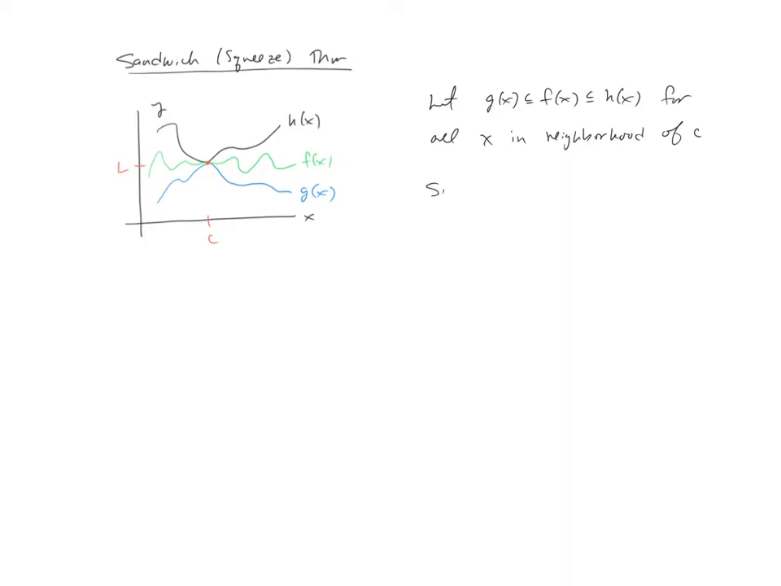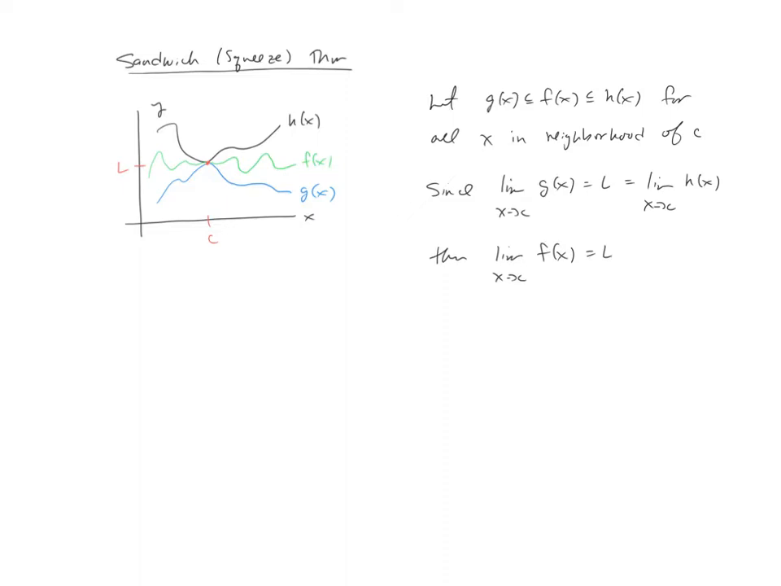So we can say that, and you can see this from the picture, as x approaches c, the limit of g of x equals L, which is also the limit as x approaches c of h of x. The h of x function, the black curve, has a limit of L. The g of x, the blue curve, has a limit of L. Since those are the same and f is always in between them, then the limit as x approaches c of f of x also has to equal L.